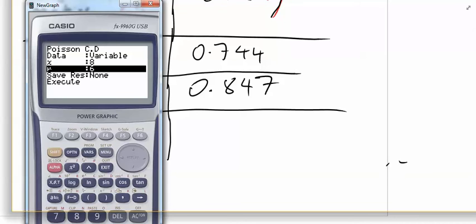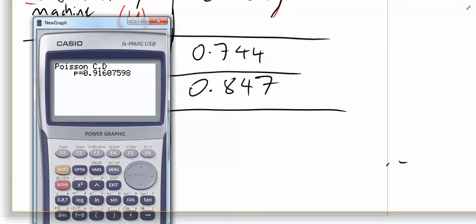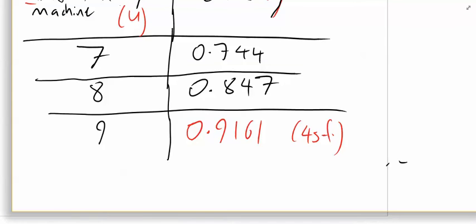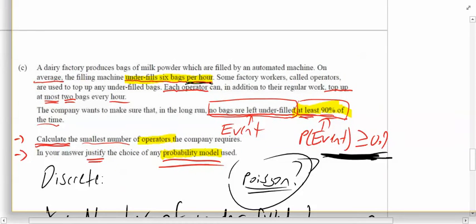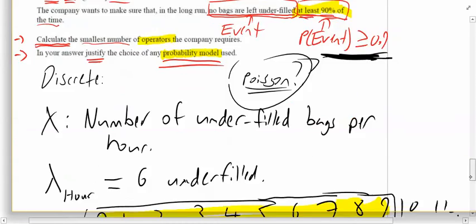So changing the x value to 9. Whoa, and there we go. It's 0.916 now. So it's just broken over that 90% mark. Okay, and going back to the question again, just to check. Yeah, we need it to be at least 90% of the time.